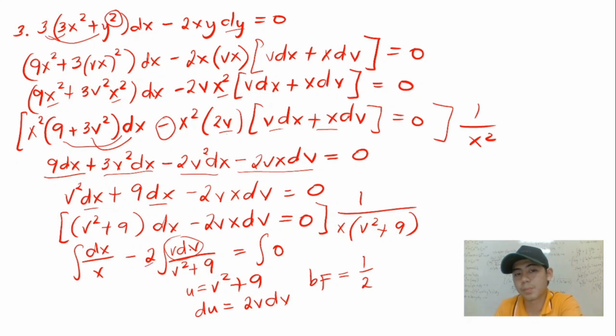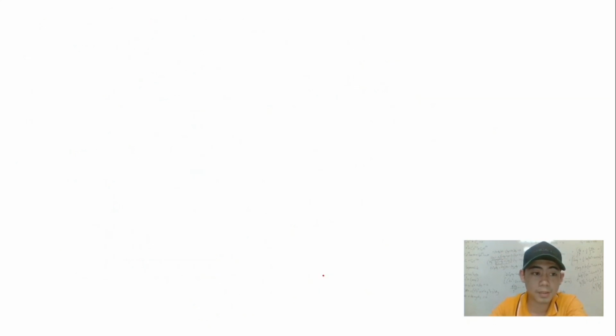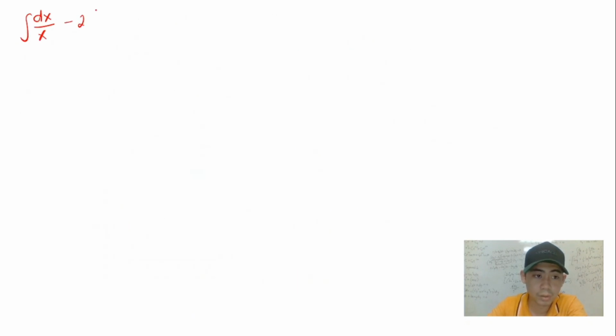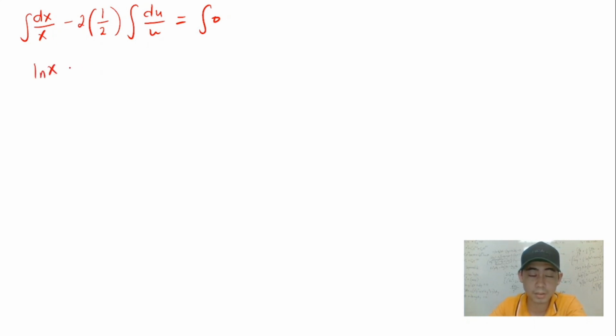Okay, but para mas maintindihan nyo, para hindi na rin kayo malito, sama na natin yung balance factor. Okay? So, rewrite natin, mga lods. The integral of dx over x minus 2 times the balance factor, which is 1/2, times the integral of du over u is equal to the integral of constant, which is 0. Okay? So, again, ln of x, the integral of dx over x, minus, this will be cancelled.